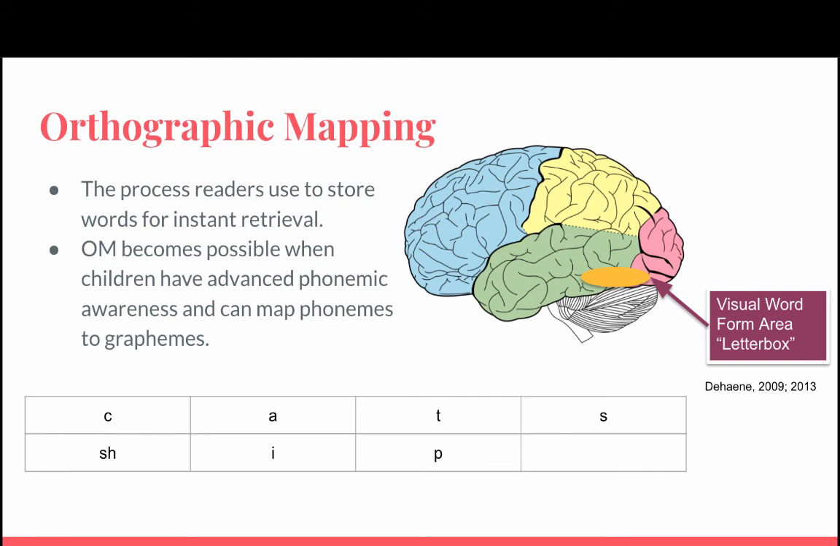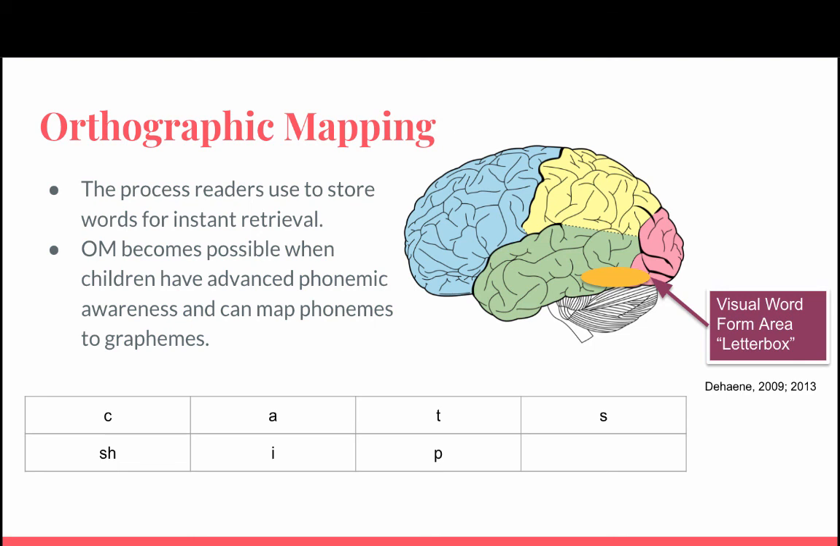Orthographic mapping is the process readers use to store words for instant retrieval. These words are stored in the brain's visual form area, or the letter box. Once words are stored here, they cannot be removed. Orthographic mapping becomes possible when children have reached advanced phonemic awareness and can map phonemes to graphemes.